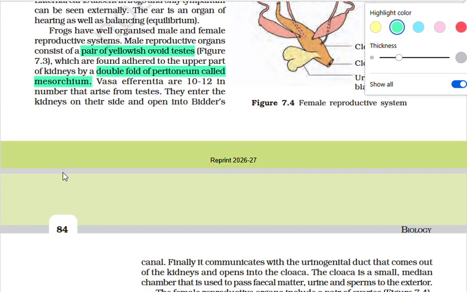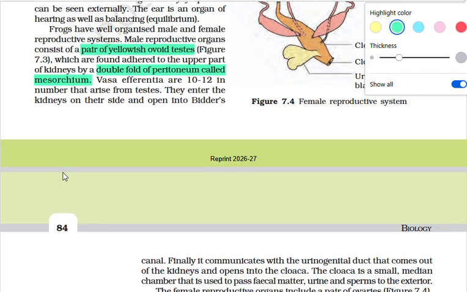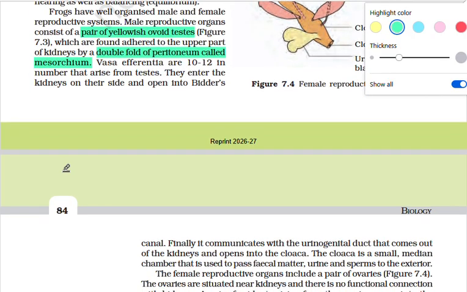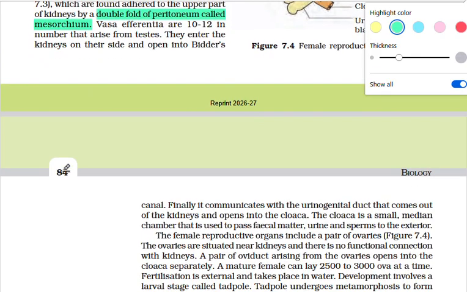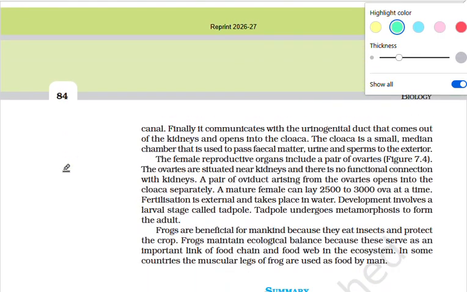Vasa efferentia are 10 to 12 in number that arise from testes. They enter the kidneys on their side and open into Bidder's canal. Finally, it communicates with the urinogenital duct that comes out of the kidneys and opens into the cloaca. The cloaca is a small median chamber that is used to pass fecal matter, urine, and sperms to the exterior.